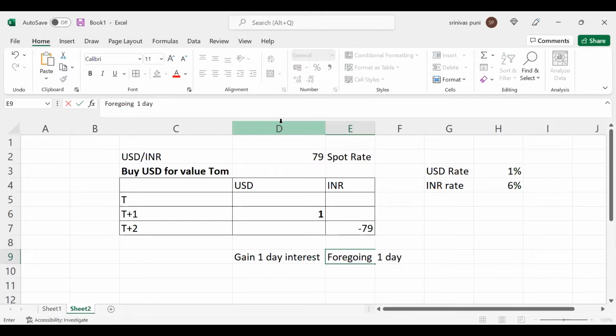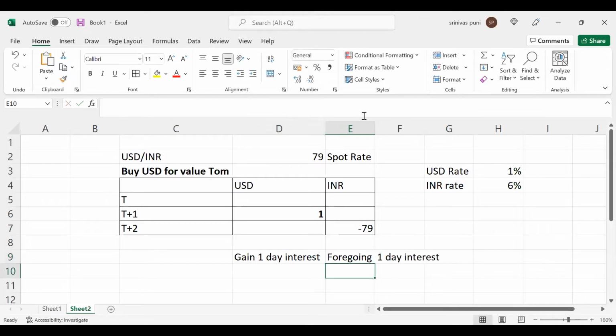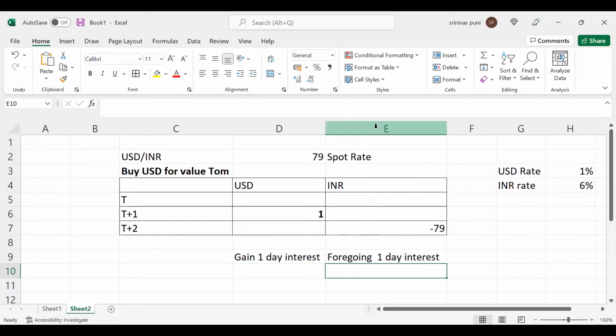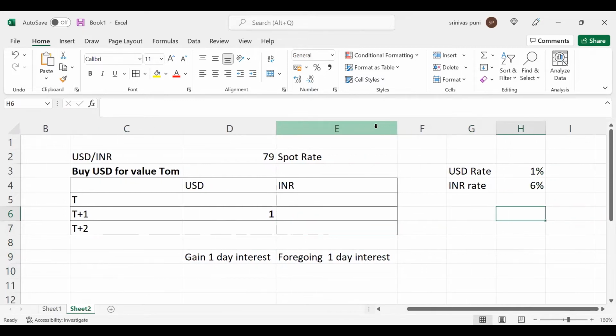So the point here is, instead of actually paying 2 days later, I'm going to pay 1 day later. So I'm foregoing 1 day of interest on rupees. So the problem is that both the interest rates are not the same. The interest rates are actually different. So the rupee rate is 6% and the dollar rate is 1%.